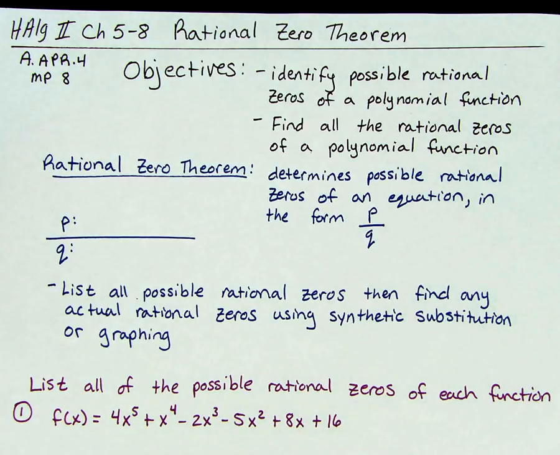Lesson 5-8, Rational Zero Theorem. By the time we're done with this lesson, we should be able to identify possible rational zeros of a polynomial and find all the rational zeros of a polynomial.